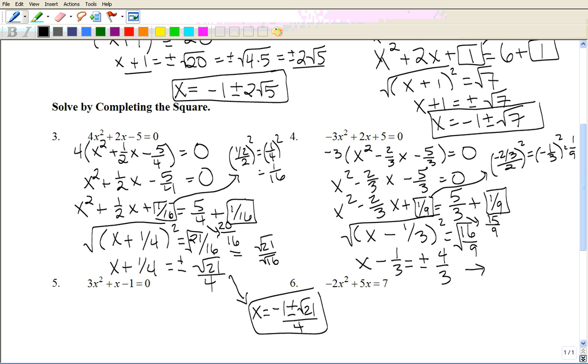So my last step is to add the 1/3 to both sides so I get x by itself. So I get 1/3 plus or minus 4/3.